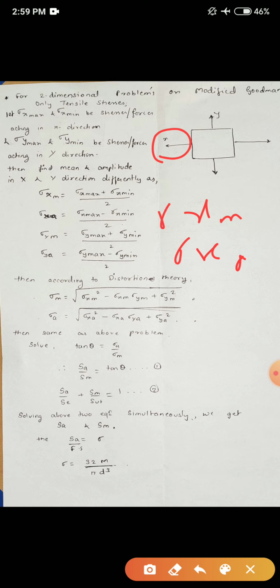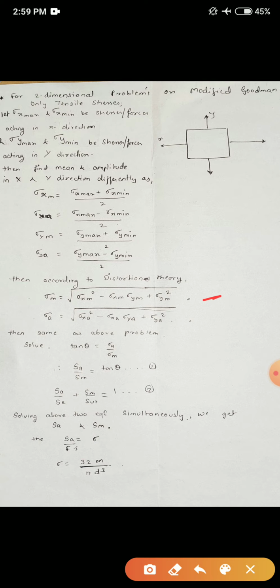For this we know the formula: sigma x max plus sigma x min divided by 2 for the mean, and sigma x max minus sigma x min divided by 2 for the amplitude. Similarly, in the y direction, sigma y max plus sigma y min divided by 2 for the mean, and sigma y max minus sigma y min divided by 2 for the amplitude. Now as we know, we have two means and two amplitudes in the x and y directions respectively.